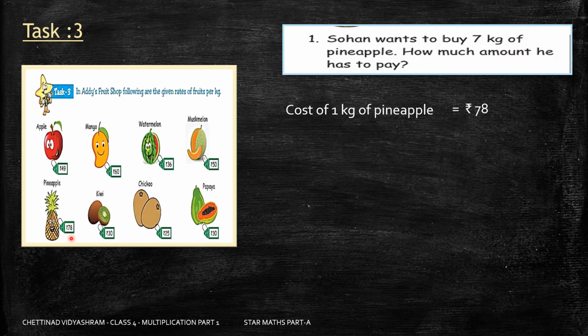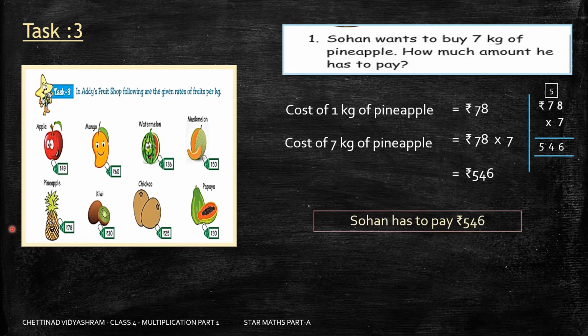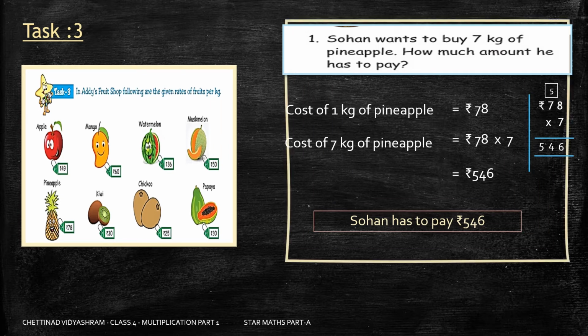Now how much is he going to buy? He is going to buy 7 kg of pineapple. So therefore cost of 7 kg of pineapple is nothing but cost per kg into 7, which is rupees 78 multiplied by 7. So let us do the multiplication here. 78 multiplied by 7. So 7 8s are 56. 5 carried over. 7 7s are 49 plus 5, 54. So the answer is rupees 546. Sohan has to pay rupees 546 for 7 kg of pineapple. Okay.